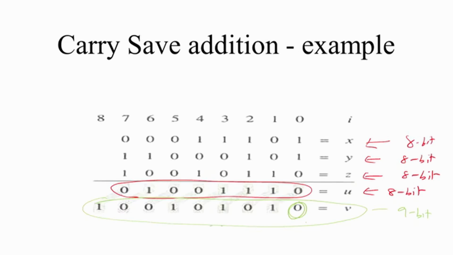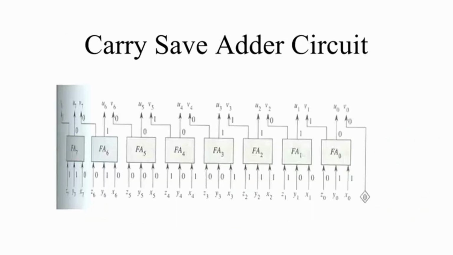Addition of 3 n-bit numbers becomes addition of 1 n-bit and 1 n plus 1 bit number in constant time using n full adders. Okay, is this clear? Yes or no? Yes. Okay.